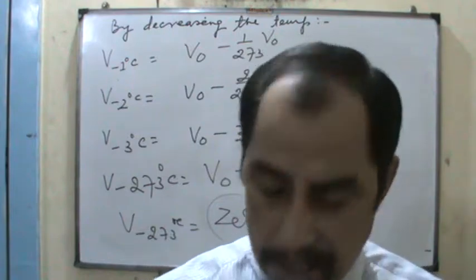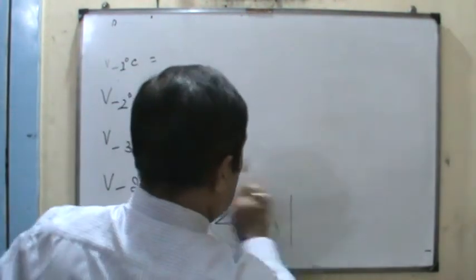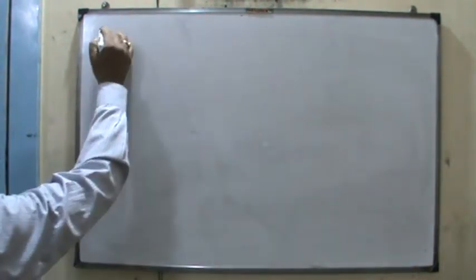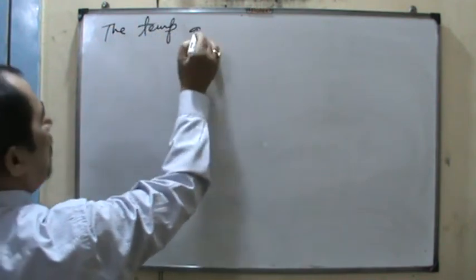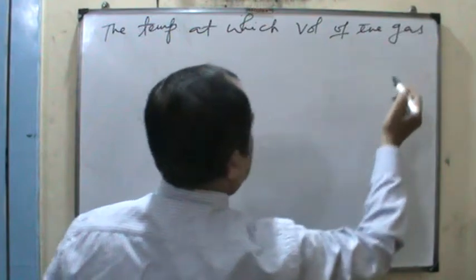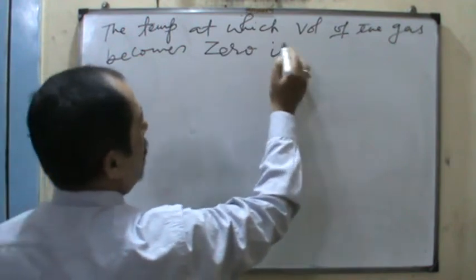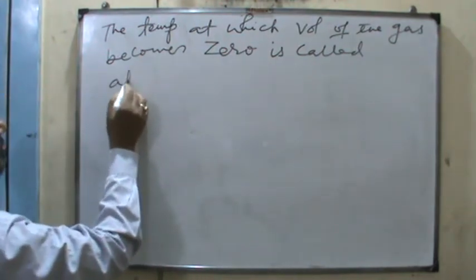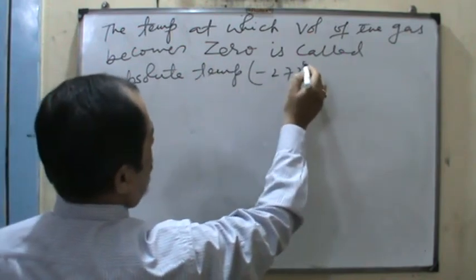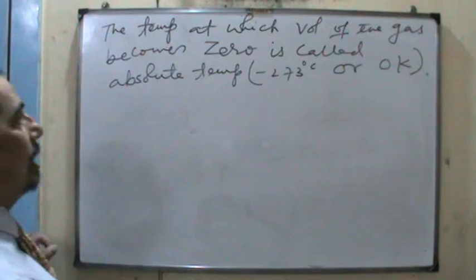The temperature at which the volume of the gas becomes 0 is called absolute zero: minus 273 degrees Celsius or 0 Kelvin. This is Charles' law.